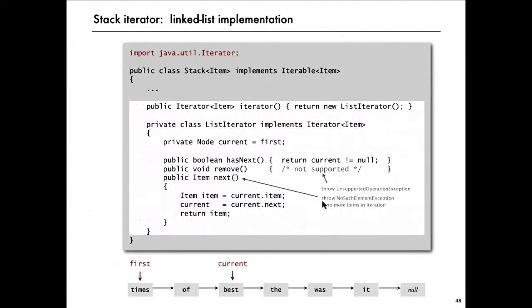We have to, probably, to make bulletproof code, throw exceptions if a client tries to call next with no items there, or tries to call remove at all. We're not going to support remove.